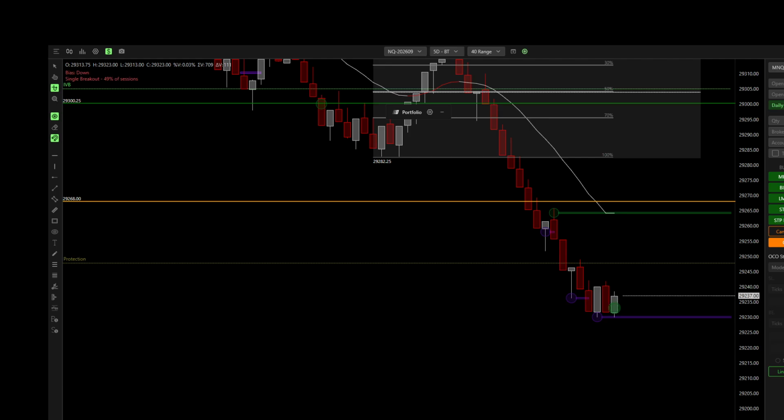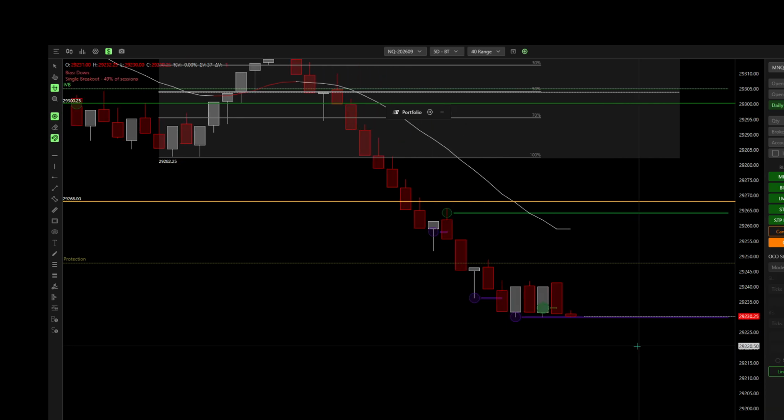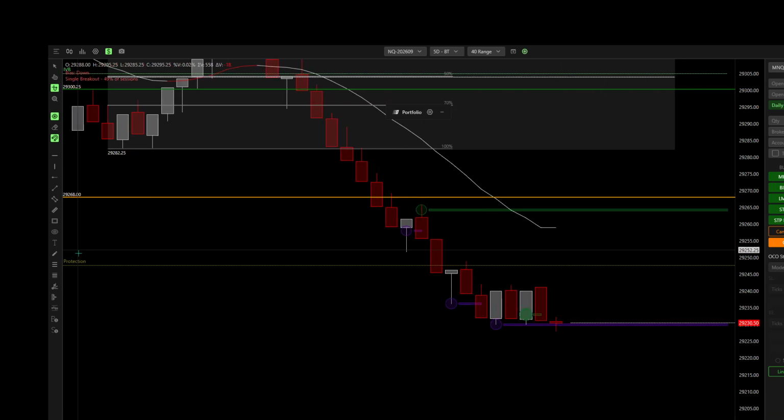Next area where we may slow down is 76.68. Might be interested in a little bit of a scalp long there. 2 MES. So we got some consolidation happening here.